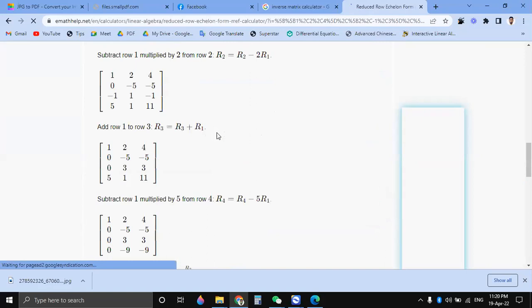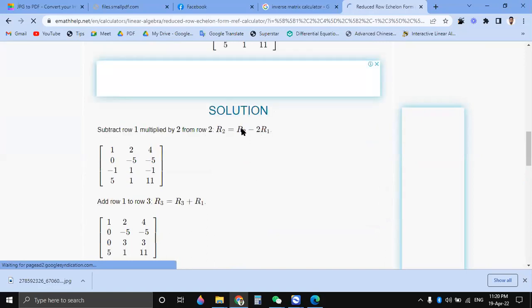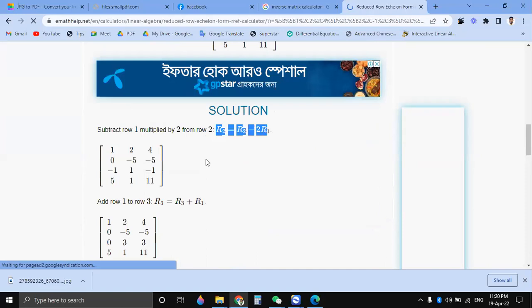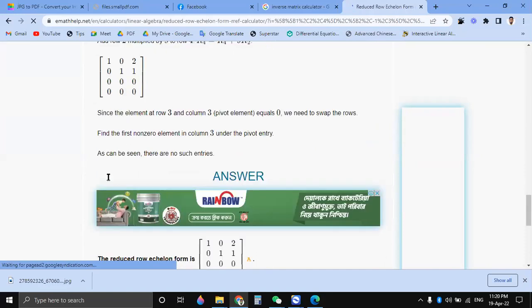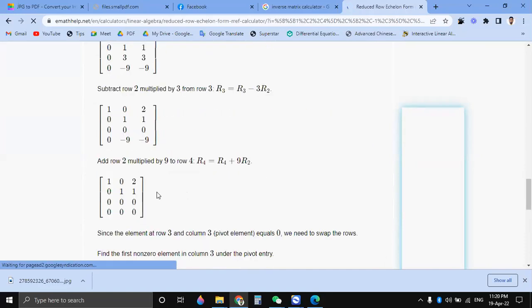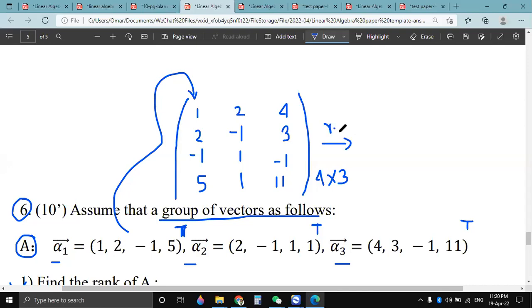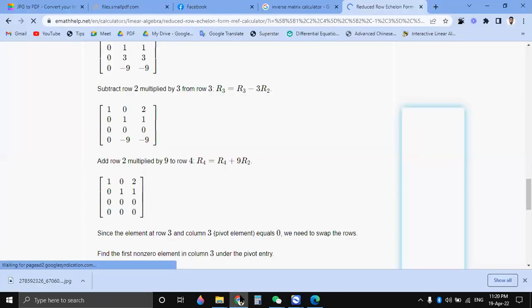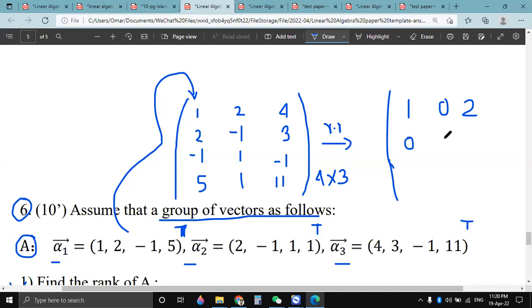You can see the detailed row operation here, okay? R2 equal to R2 minus 2 into R1. So we just go to the last line, and this is our RREF form, right? So on 0, 2, 0, 1, 1. So if we do the row operation, we will get 1, 0, 2, and then 0, 0, 1, 1, and then 0, 0, 0, and then 0, 0, 0.